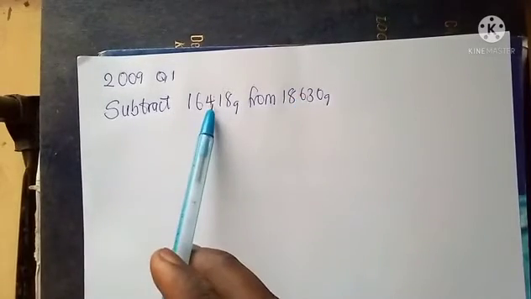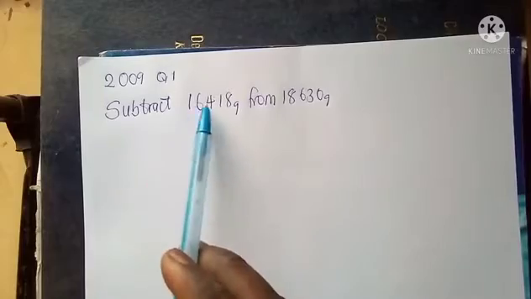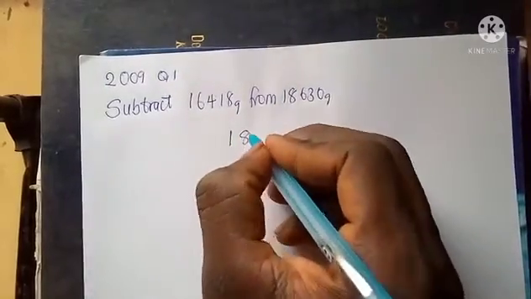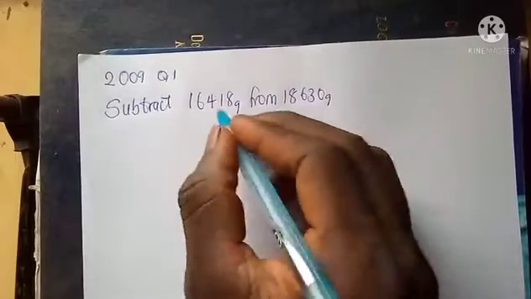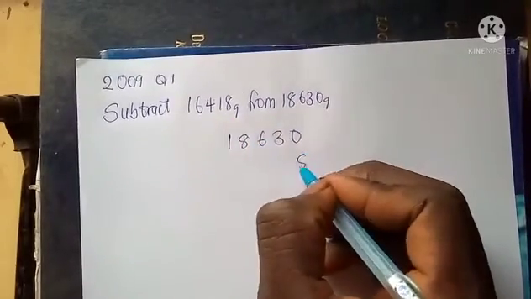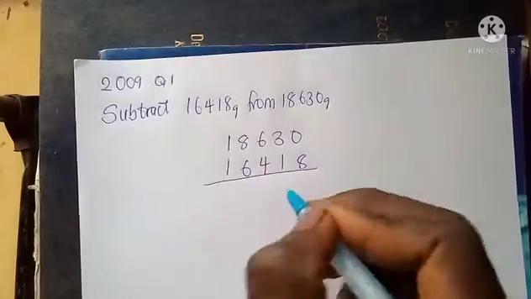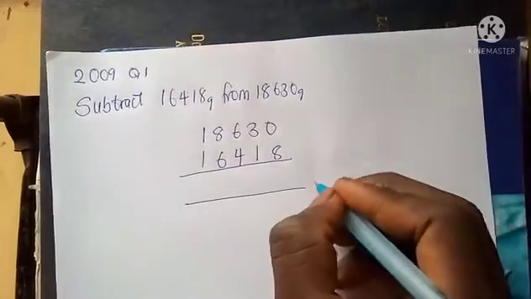So subtract this number from this. Understand this statement very well. You subtract 16,418 from 18,630. So 18,630, then 16,418. No, they are in base 9. Both of them are in base 9.